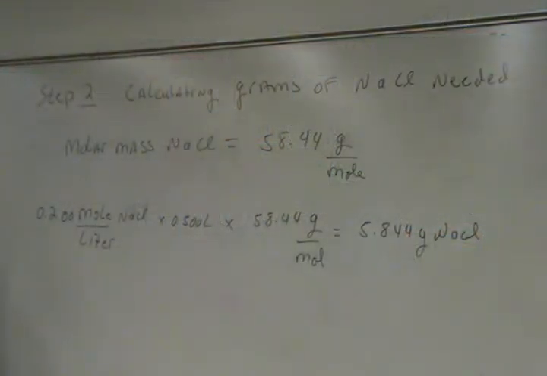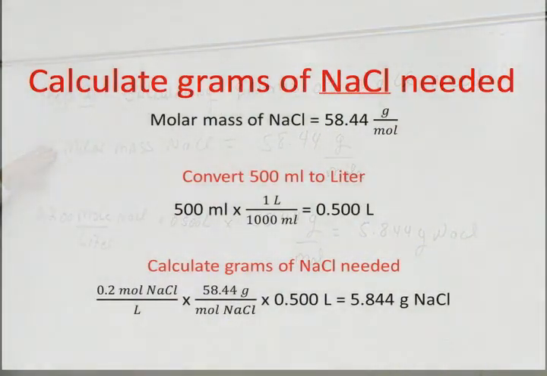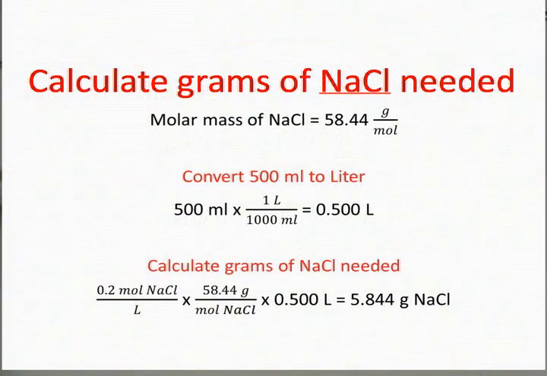Step 2, calculate the grams of NaCl that is needed to make the solution. You first need the molar mass of NaCl. You can get that from the bottle that has the NaCl in it. It is 58.44 grams per mole of NaCl.